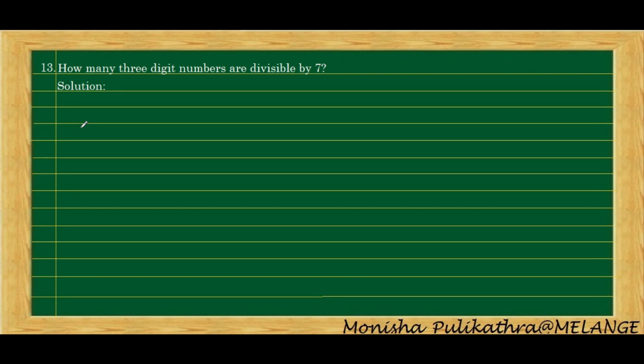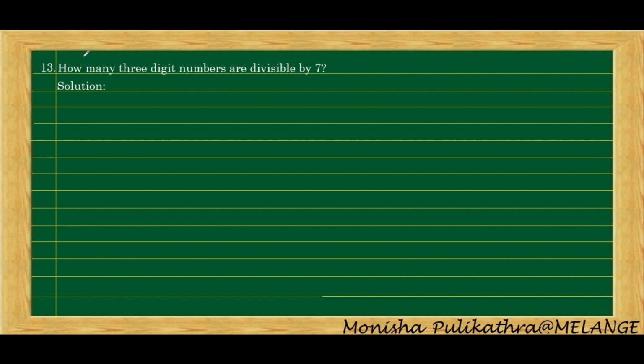Moving on to the 13th question. The 13th question is, how many 3-digit numbers are divisible by 7? We need to find out the 3-digit numbers, which start from 100 to 999. So we need to find out how many numbers from 100 to 999 are divisible by 7.